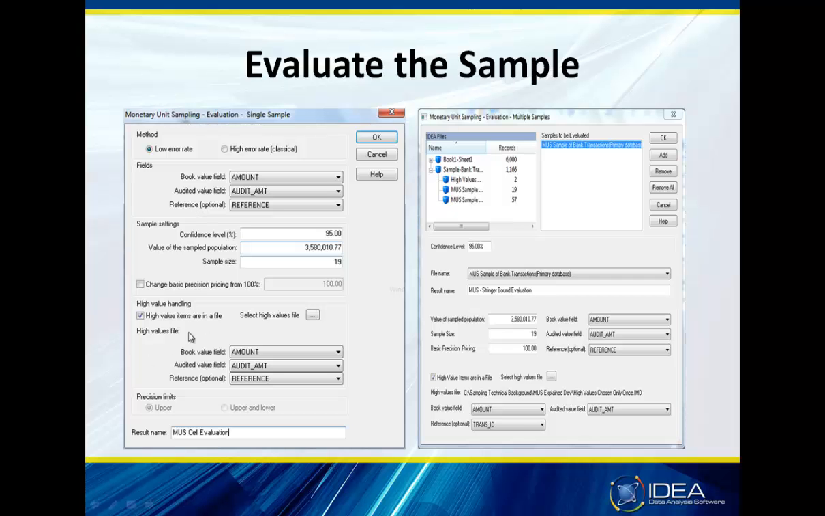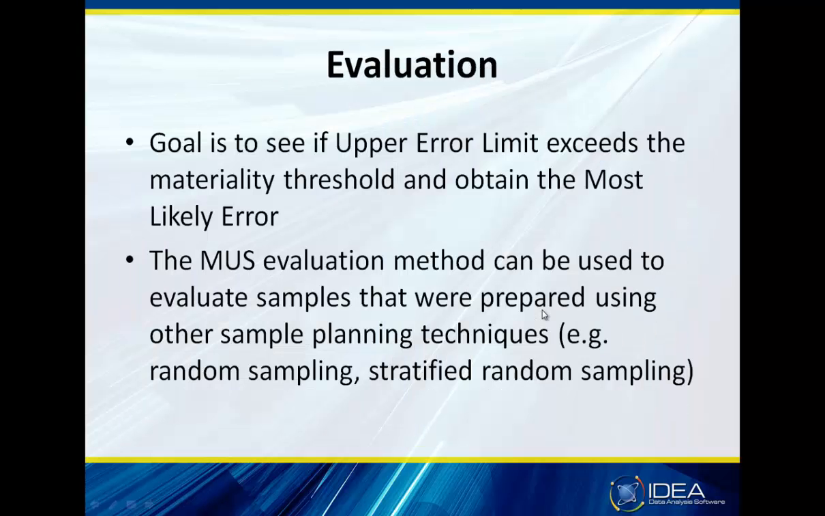If you had high value items in a file, you'd want to select through this ellipsis button here and navigate to let it know what the high value items are. And you can choose either low error rate or high error rate. With multiple samples, we can come in here and append additional IDEA databases, and then allow it to evaluate using almost exactly the same inputs as we have for single sample.